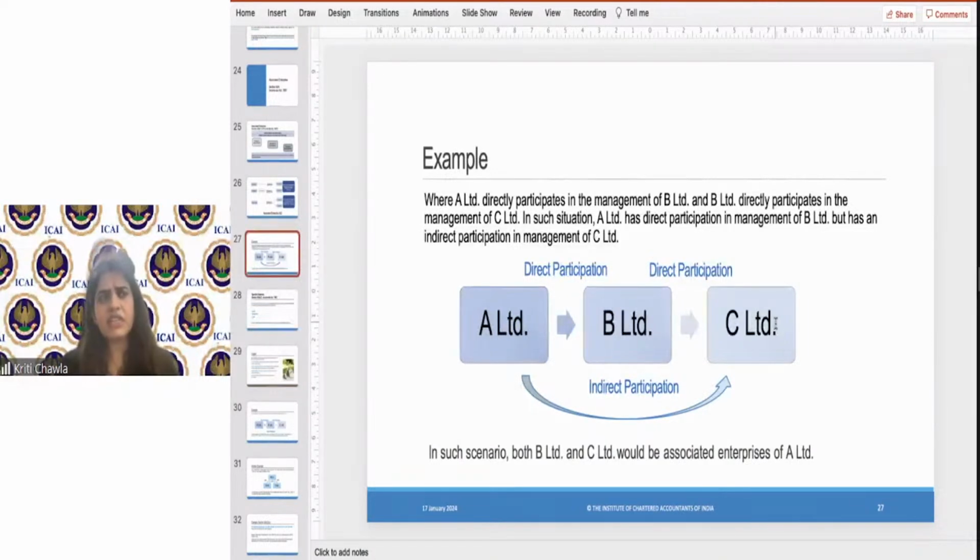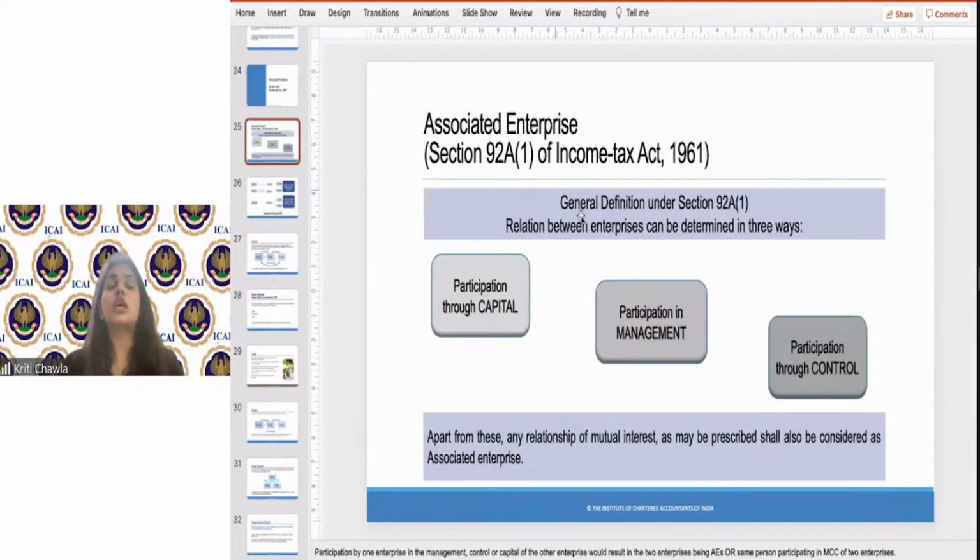But does that not mean that then any and every company in the world would be related to each other? I mean, this is so generic that you would see that there will be so many related party situations out there. There is a percentage, there is direct percentage of shareholding, etc. I'm going to talk about that. That's all provided in section 92A2. I'm going to talk about that. But these are the general clauses which are provided in section 92A1.